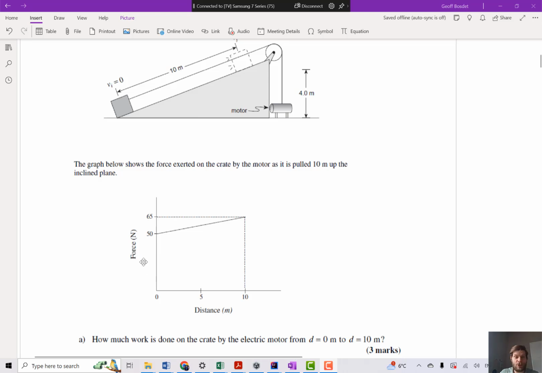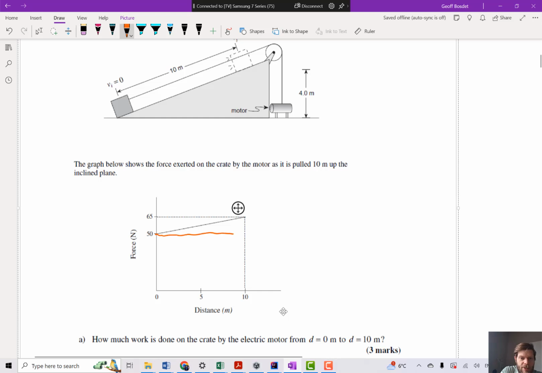And what do we do with the force distance graph? Force times distance is work. So area under the graph is going to be work. Now, two ways we can solve for that. We can either break it into a rectangle and a triangle and add up those areas. But my personal favorite way is to find the average force and just multiply it by distance.